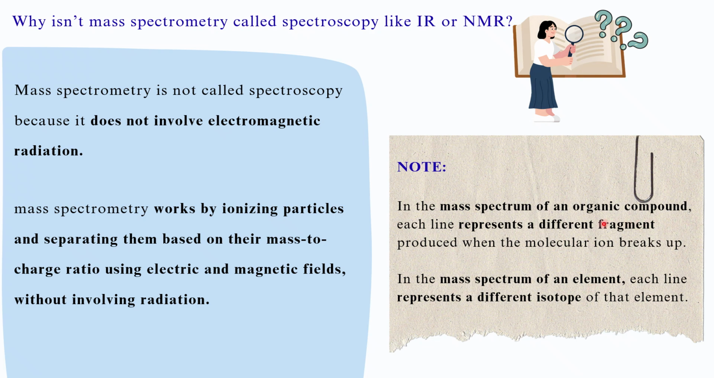So in conclusion, we can say that whenever we have an organic compound, we will look for the different fragments that it is going to form, and those fragments will appear in the mass spectrum. But in case of an element, what happens? The element will show the mass spectrum based on the different isotopic peaks.